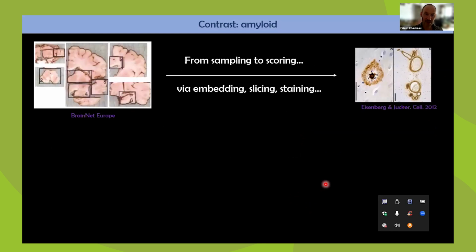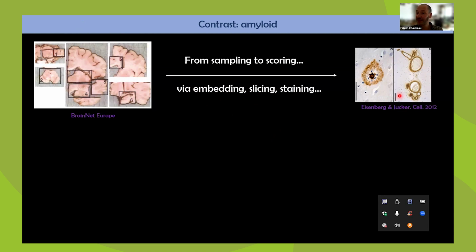Now I'm moving to the second part. I'm going to talk about amyloid plaques, which are one of the main hallmarks of Alzheimer's disease. And I want to remind you how pathologists proceed when they have to make a final, postmortem diagnosis of Alzheimer's disease. They have to sample the brain, go for paraffin embedding, then slice, then stain, and then they look at the sections and they score.